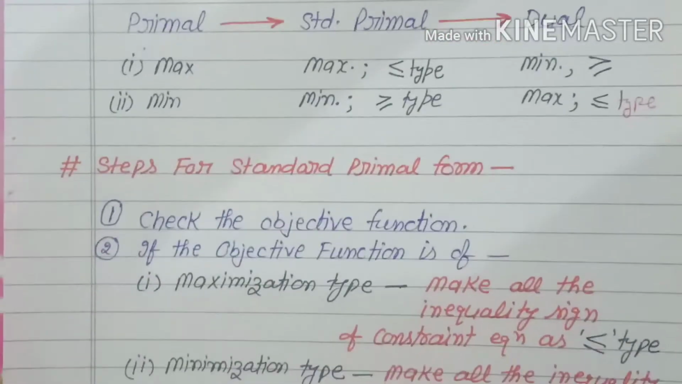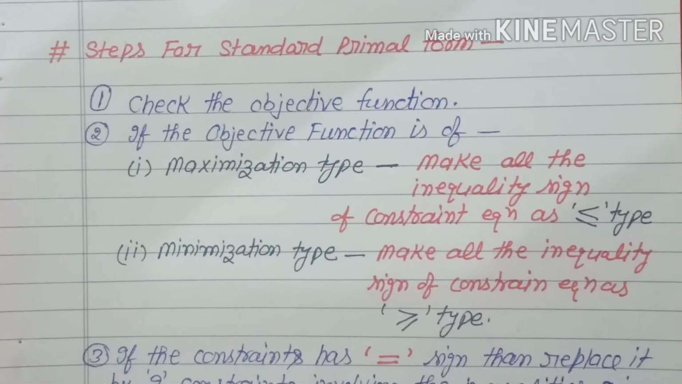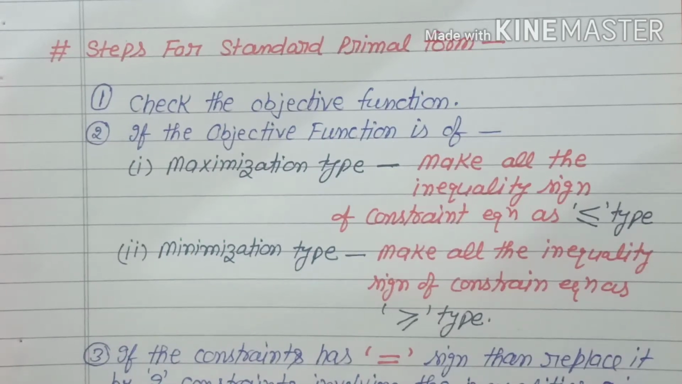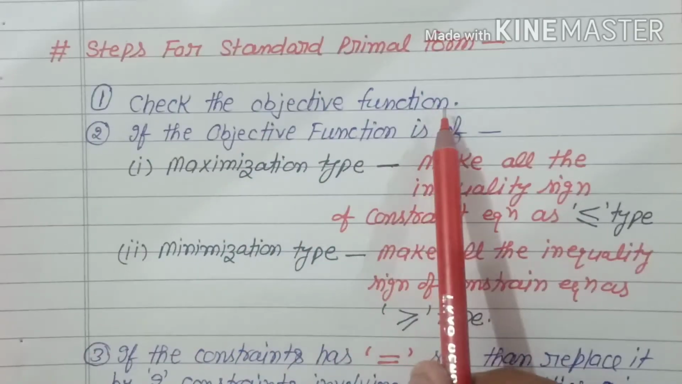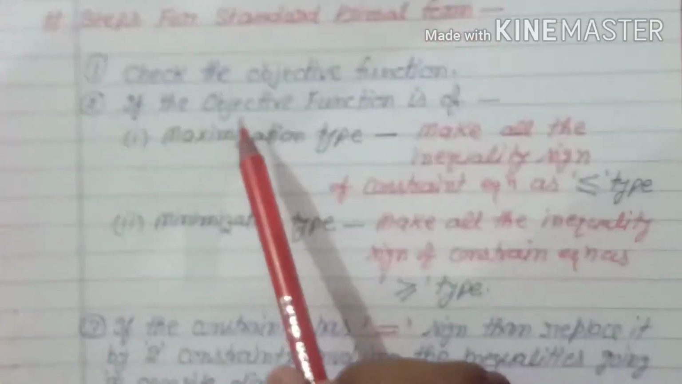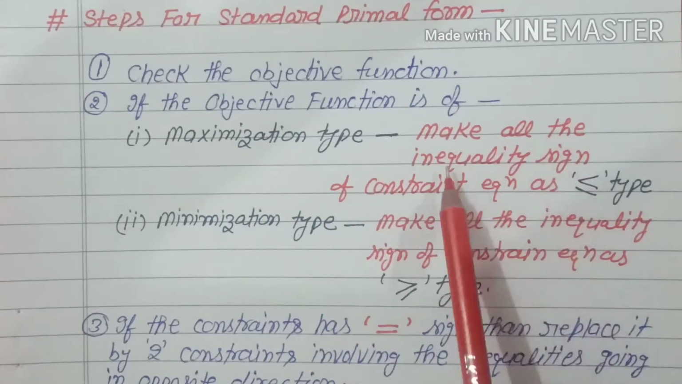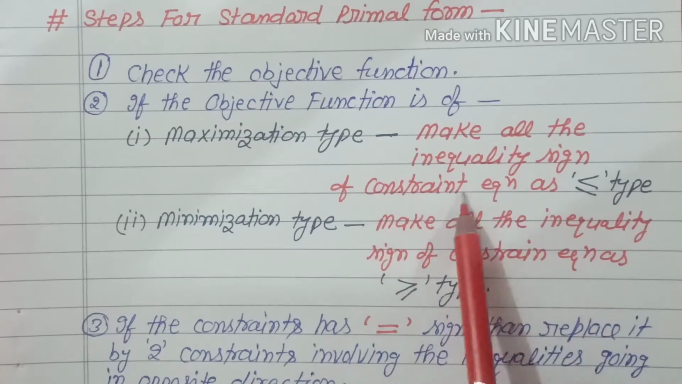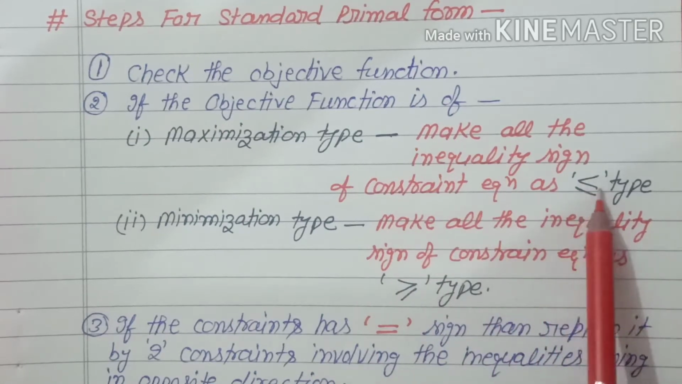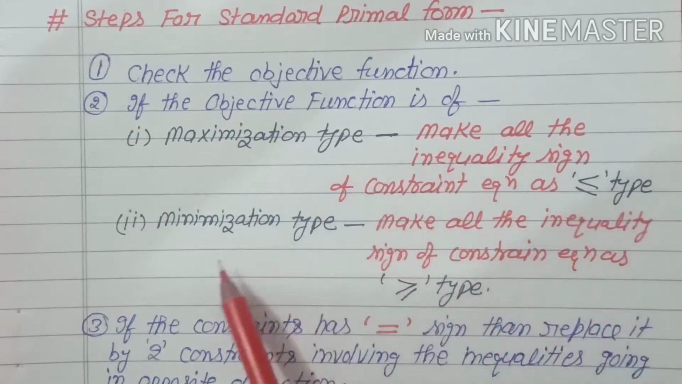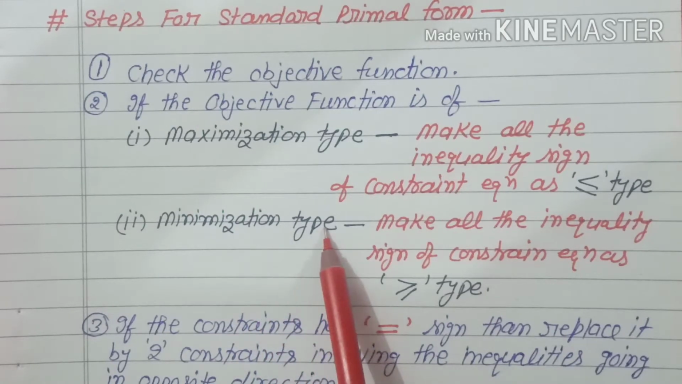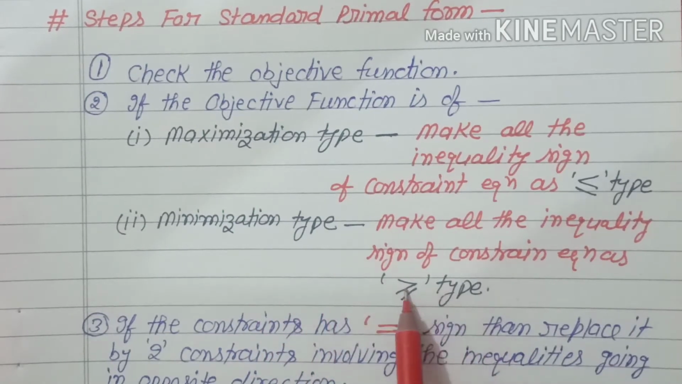Now let us have a look at the different steps to be used for conversion of a primal into standard primal form. First of all we have to check the objective function. If the objective function is of maximization type, then we have to make all the inequality symbols of the constraint equations less than or equal to type. But if the objective function is of minimization type, then we have to make the inequality symbols greater than or equal to type.